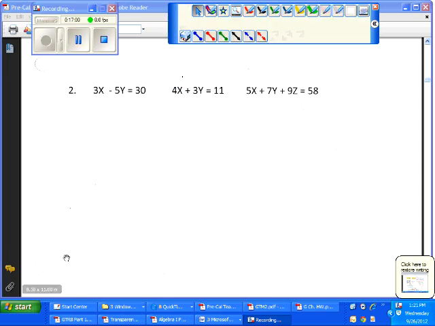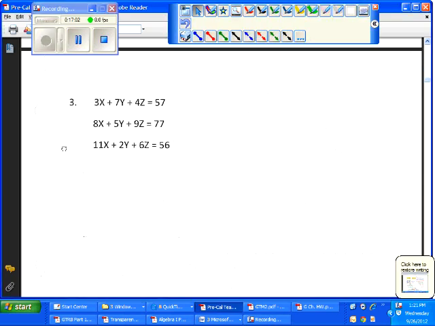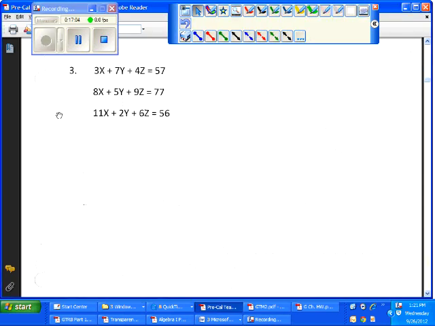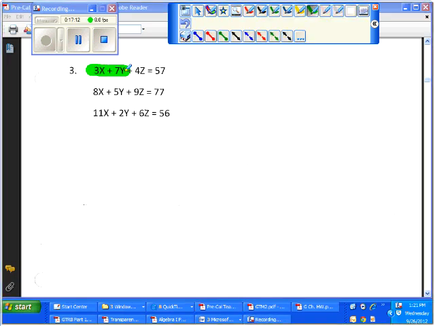All right, number 3. Now, number 3 is a little more complex because it didn't have a 2 with 2. We start out with 3 equations in the same 3 variables.